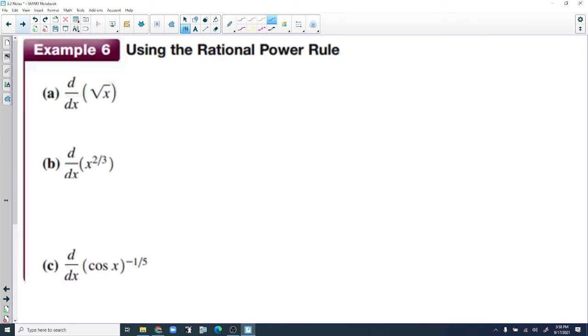Using the rational power, we've already talked about this, where this is x to the 1/2. That's 1/2 x to the -1/2, 1 over 2 square root of x. This is 2/3 x to the -1/3, so it's 2 over 3x to the 1/3.